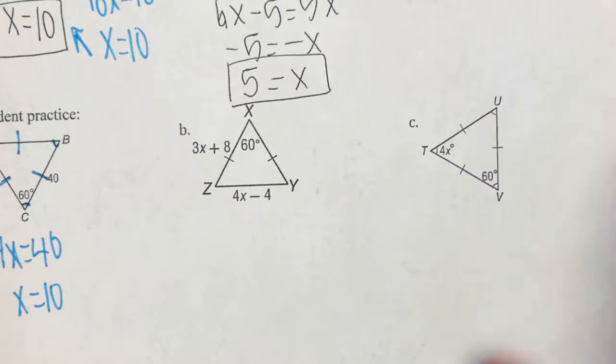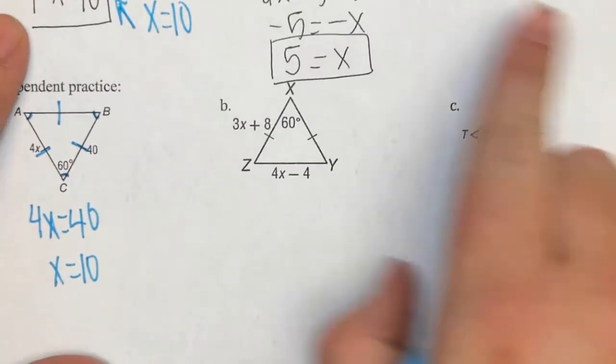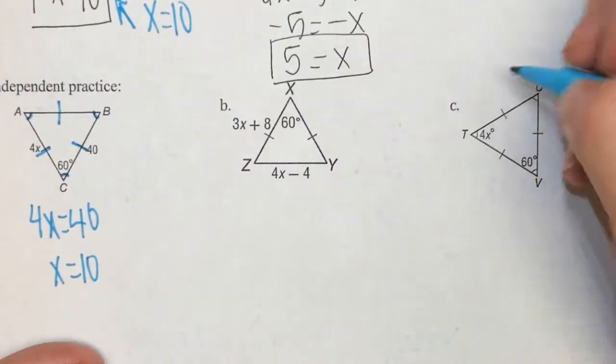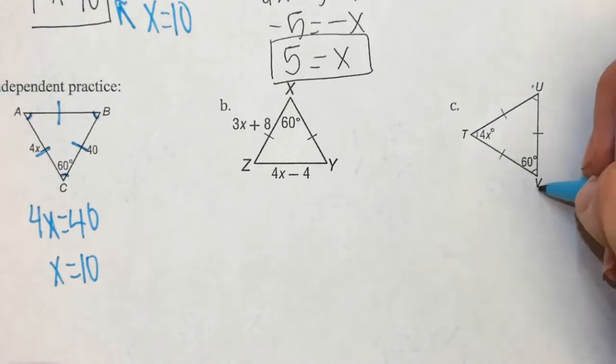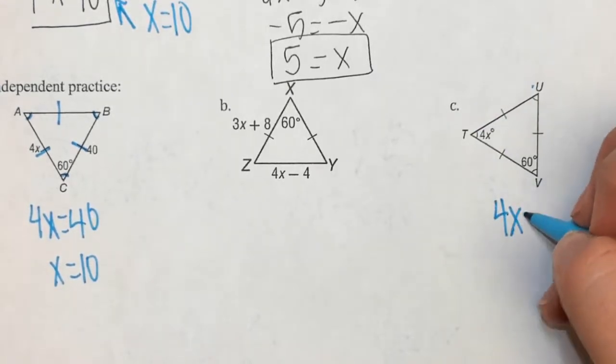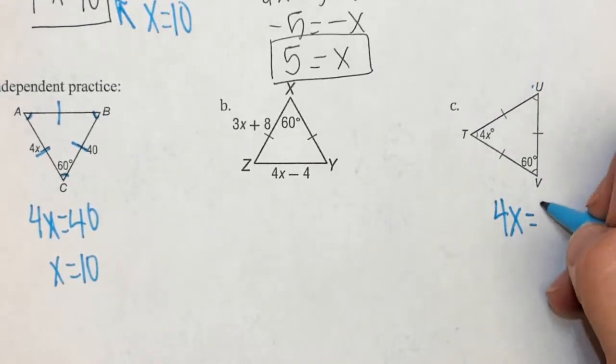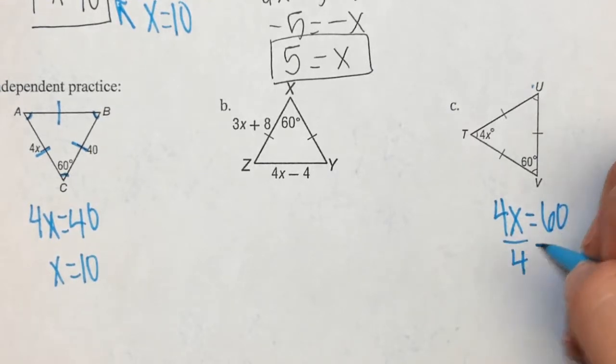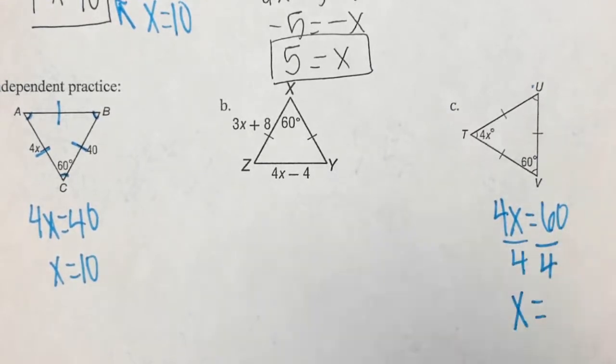Same thing for C. I'm going to skip to C because it's similar, and B is kind of different. So one rainbow, they're all the same. So if they have to equal 60, 4x equals 60. Finish by dividing and solve for x.